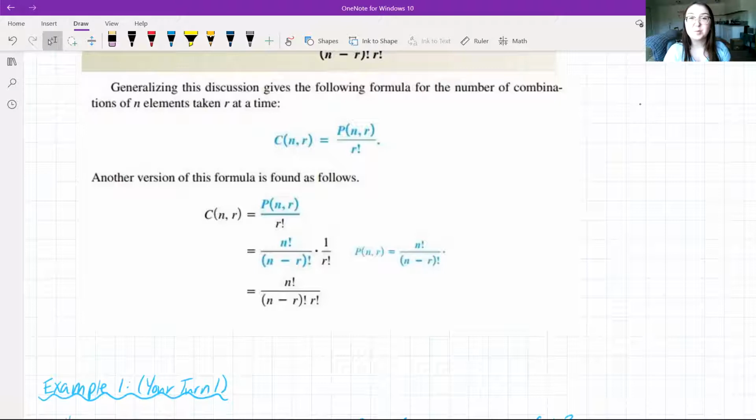It's going to be multiplied by 1 divided by r factorial. We have the original equation here for our permutation, if you don't quite remember. So then when we simplify it down, we just get n factorial divided by n minus r factorial times r factorial. So that's how we end up getting our combination formula from our permutation formula.